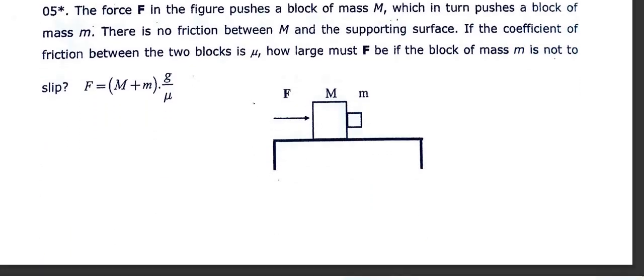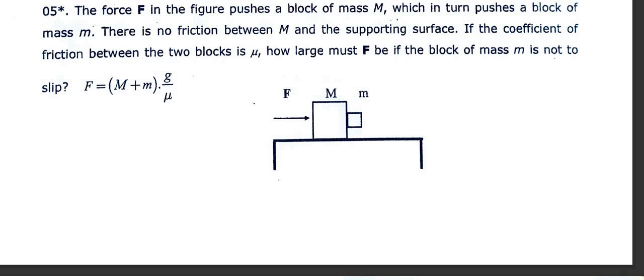Question number 5 was interesting because they are saying the force F in the figure pushes a block of mass, capital letter M, which in turn pushes a block of mass, small letter m. There is no friction between M and the supporting surface. So there is no friction between capital letter M and the table. There is no friction there.